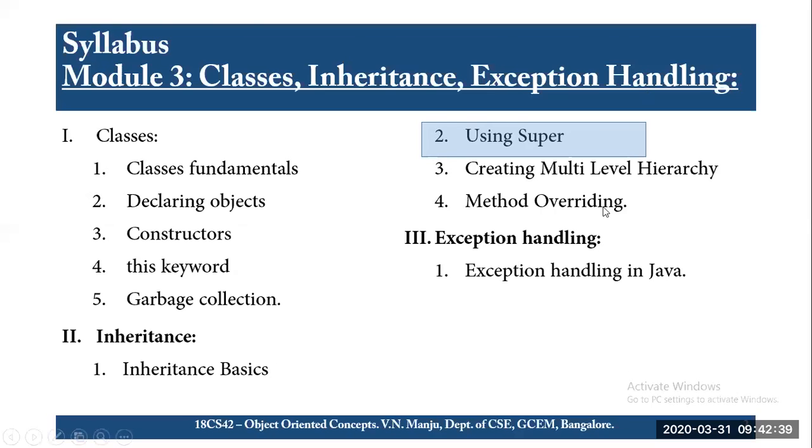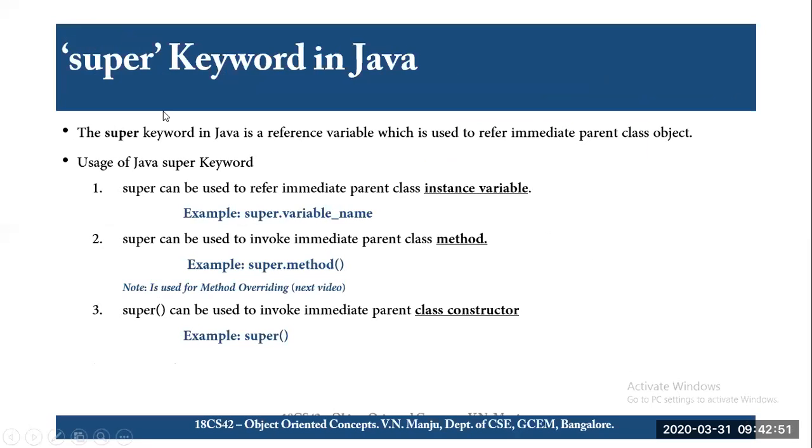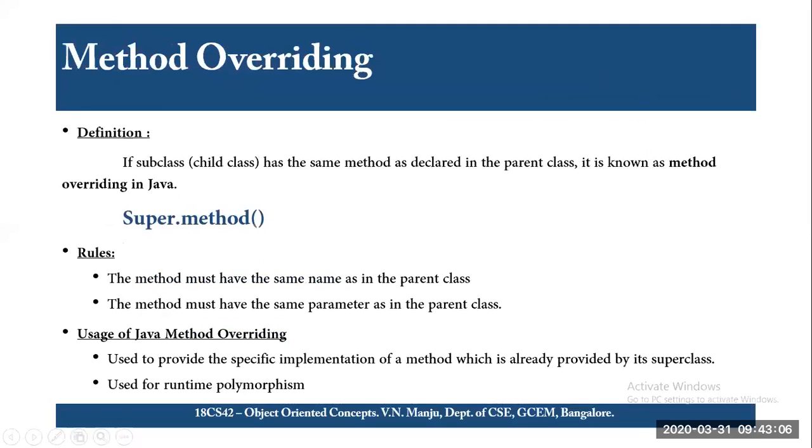Students, today we are going to see a very important topic, method overriding in Java. It comes under module 3. It's a very important question. We earlier saw in the previous video about the super keyword, in which we used to invoke the immediate parent class method. I already told you we'll be seeing super.method() in the next video. This is what we are going to see in today's class.